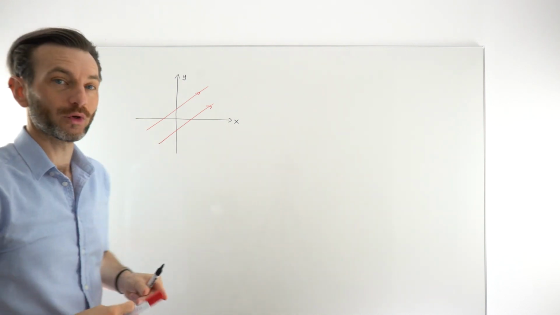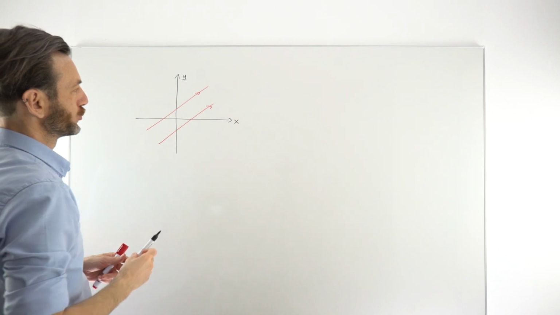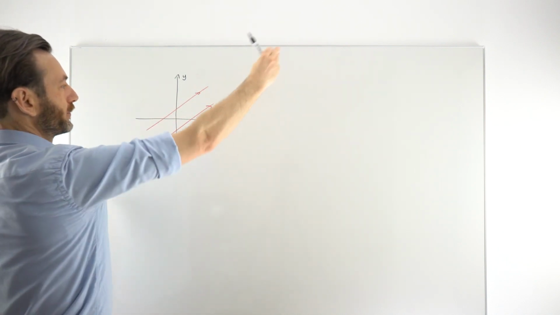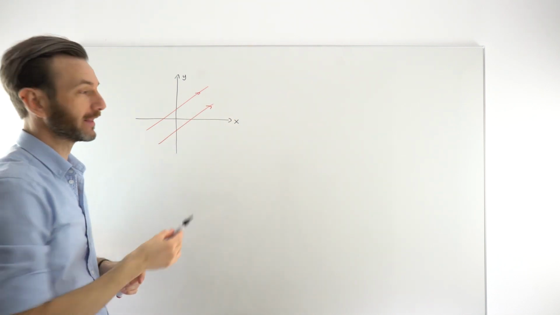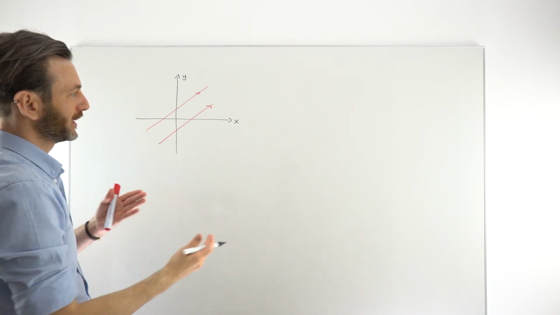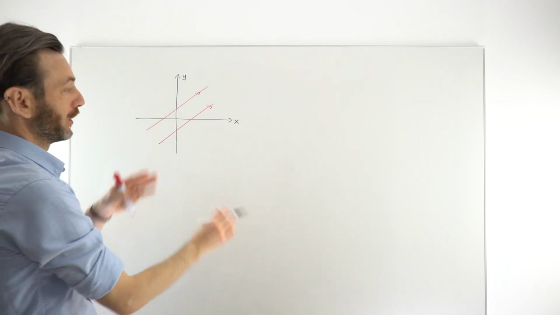How do we distinguish between them? What is it that's different between line, say, one and line two? They're going in the same direction, so that's the same. They're both of kind of infinite length, so that's the same. It's the position, isn't it? This line here is higher up than this line. So the first thing we need to consider is how do we distinguish between lines if they're parallel.